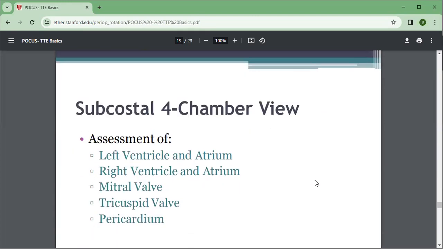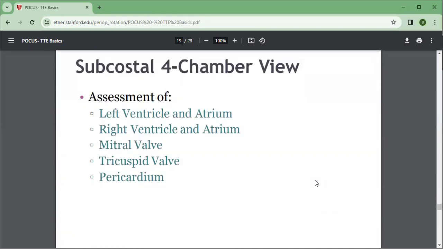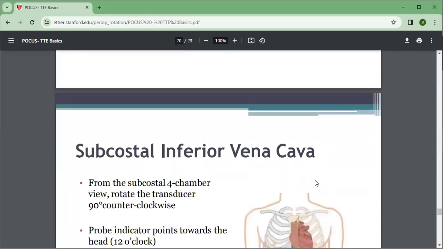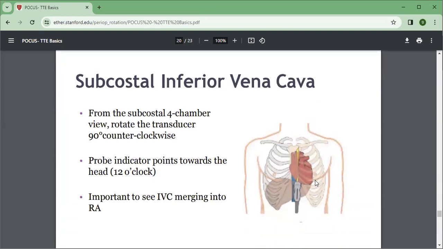In this case, you'll be able to see the pericardium, tricuspid valve, the mitral valve, and the left ventricle and atrium. Again, in this one, you can see the inferior vena cava. Now, the subcostal inferior vena cava is another view. You'll be able to see it very well from the subcostal four chamber view.